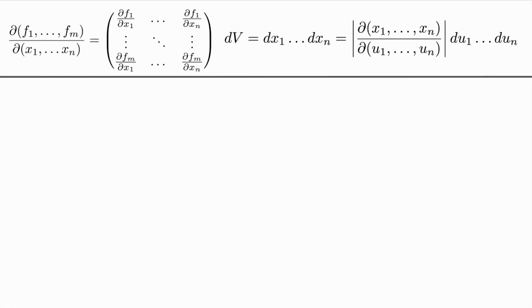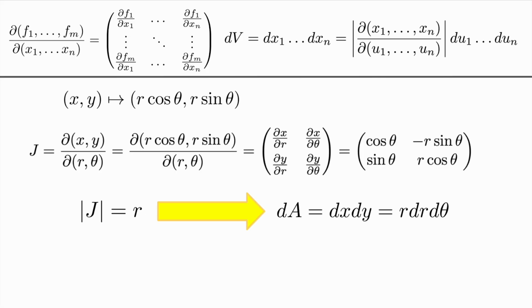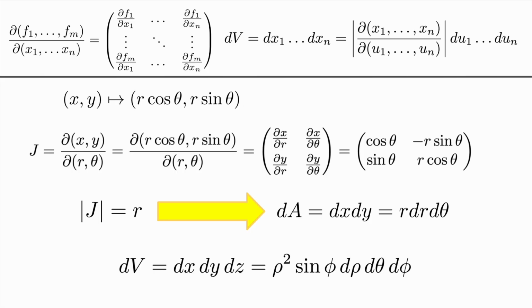For examples of Jacobian determinants, we can take this map as a function that converts us from rectangular to circular polar coordinates, and compute the Jacobian matrix whose determinant is just r. This gets us that the rectangular area element dA is equal to r dr d theta. Another example is the volume element in spherical coordinates, for which that scaling factor is rho squared sine phi.